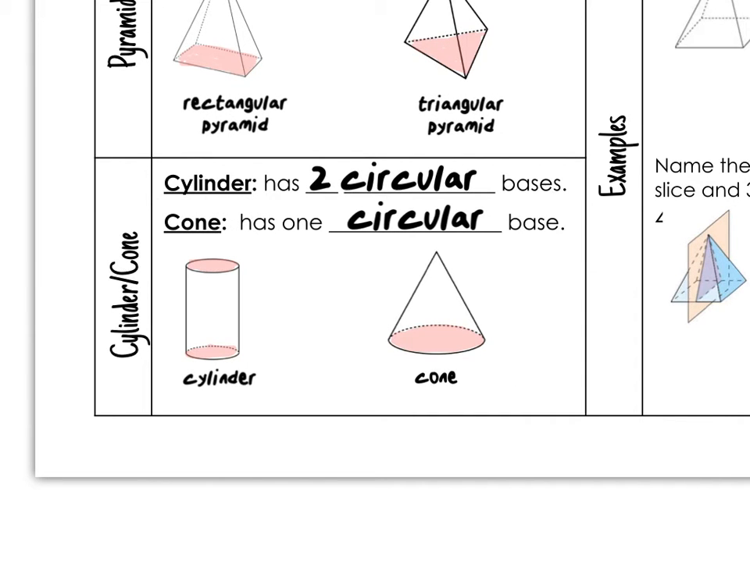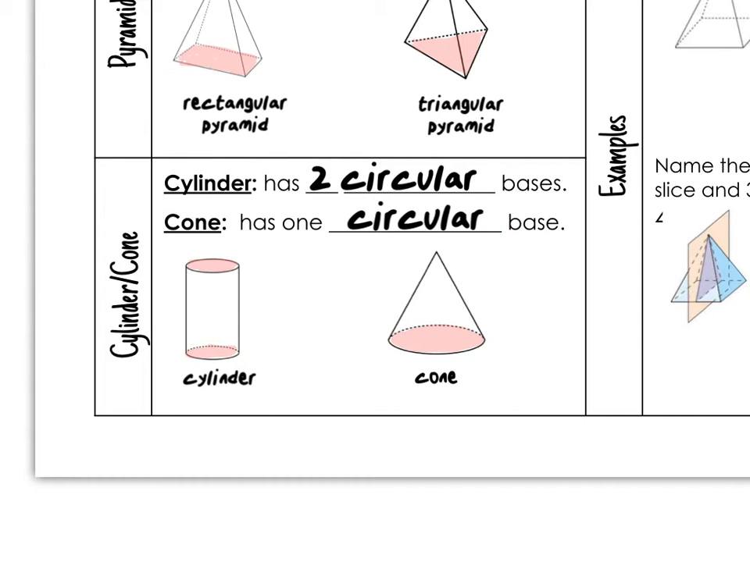For the next vocabulary word, we have cylinder or cone. Now, cylinders and cones are very similar. A cylinder has two circular bases. A cone has one circular base. So write these words on the blanks you see, and also color in the bases.